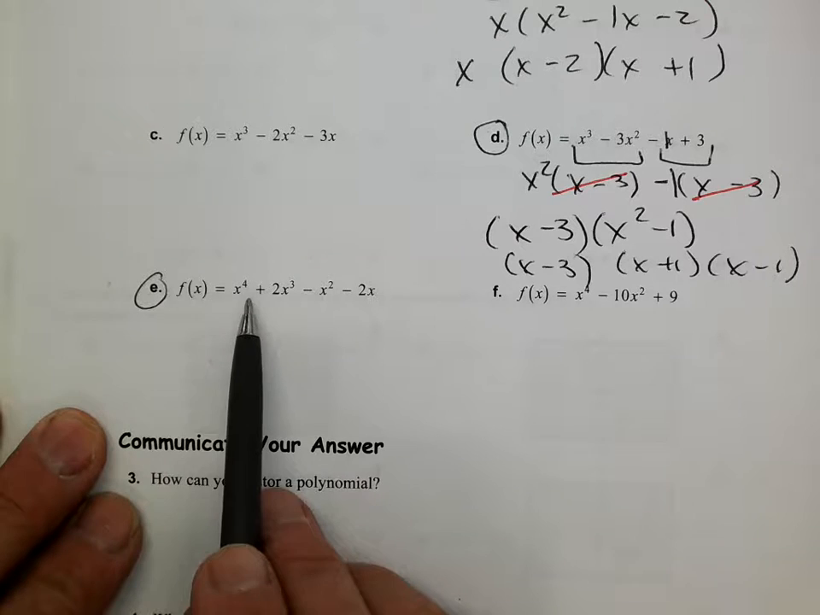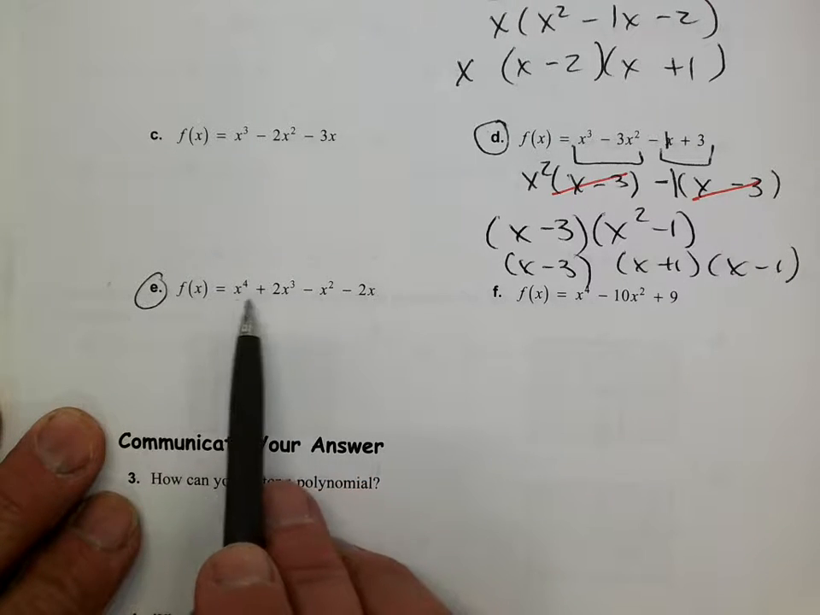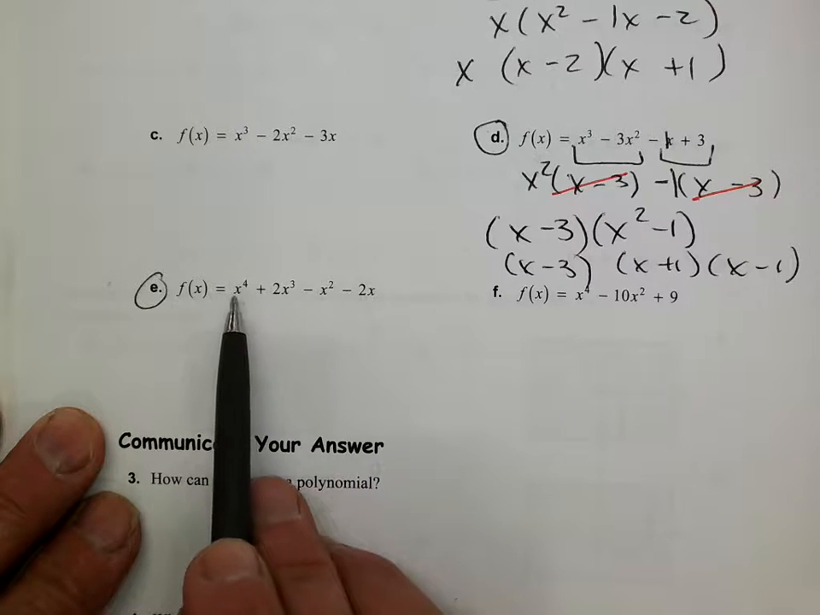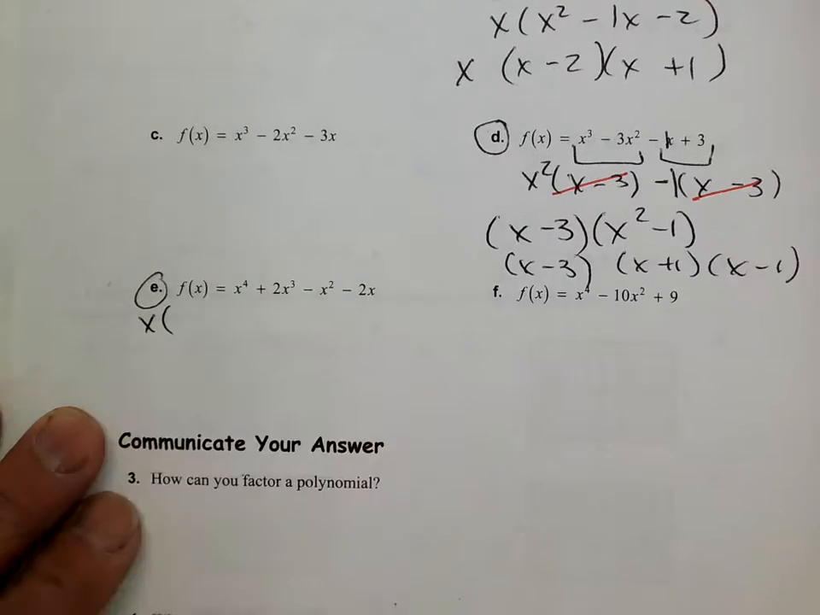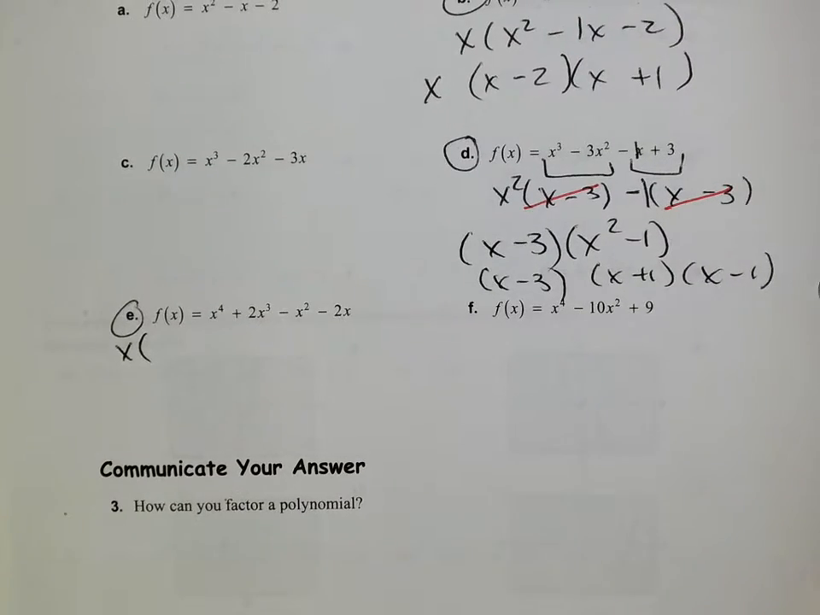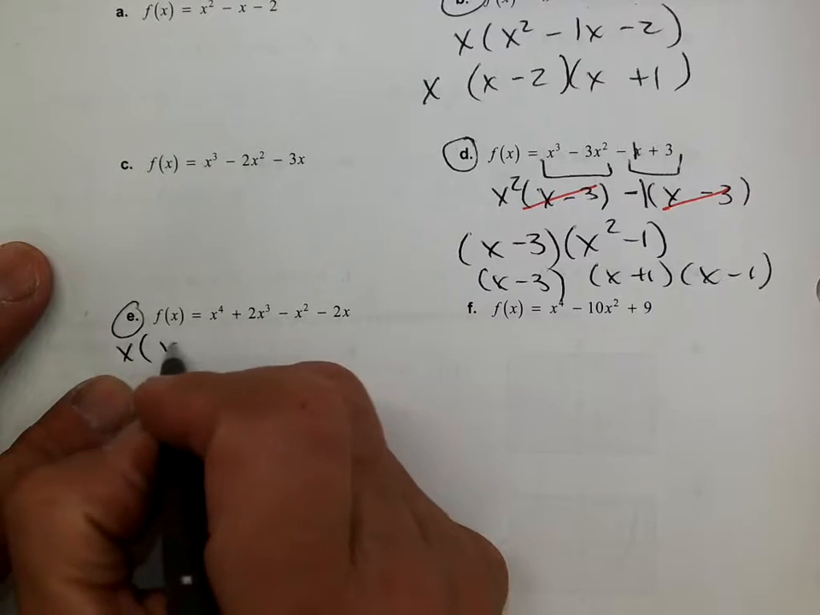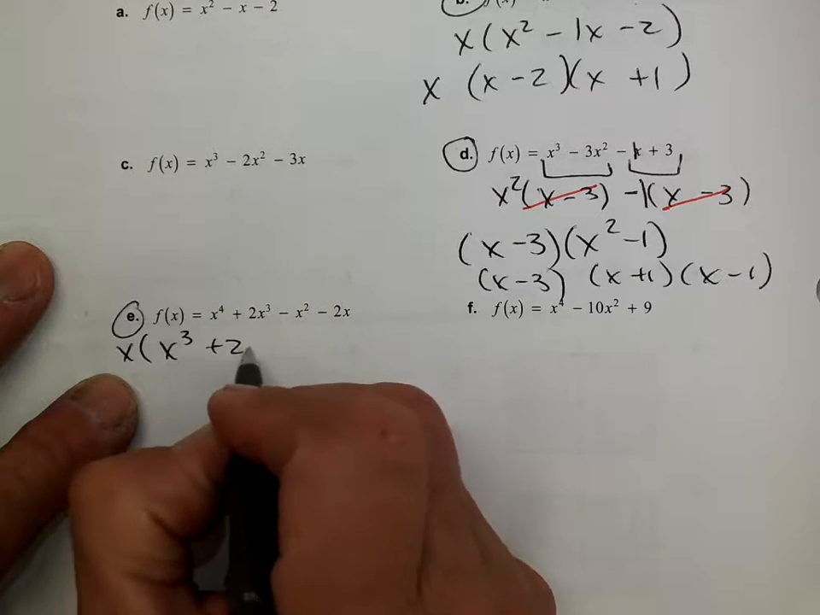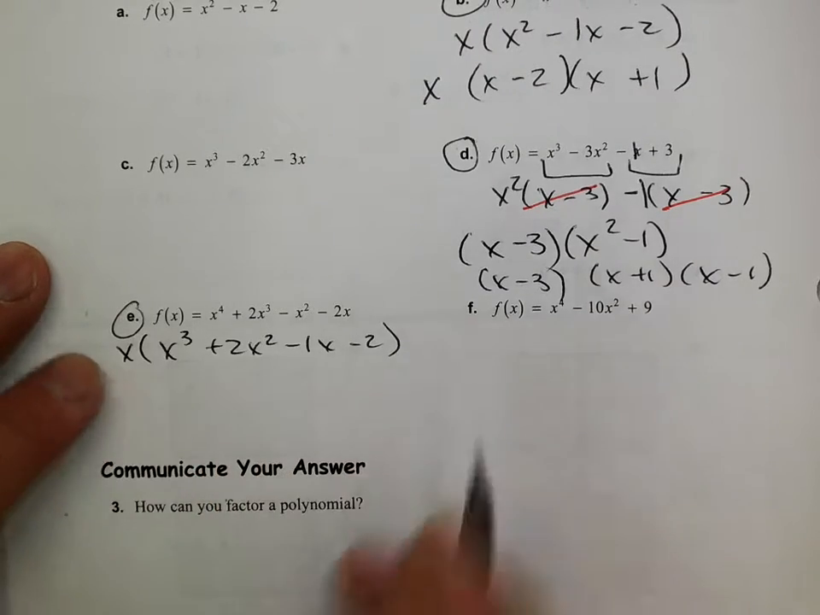So in E, before I do anything, I notice that all 4 terms have an x in common. So before I do anything, let's just take out that x. These are harder. This is Algebra 2 factoring, right? So if I take out the x, I'll have an x cubed plus a 2x squared minus a 1x minus 2.